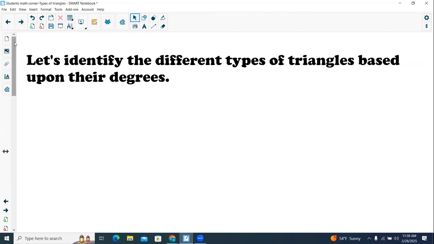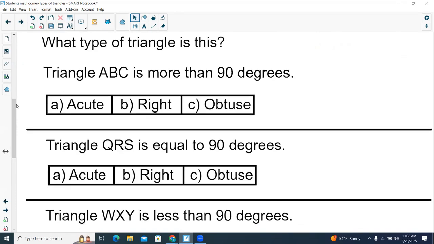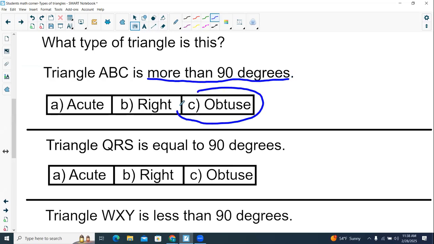Now, let's identify the different types of triangles based upon their degrees. So let's take a look at this first one. What type of triangle is this? Triangle ABC is more than 90 degrees. Is it an acute, a right, or an obtuse triangle? If you said it's an obtuse triangle, you are correct because it's more than 90 degrees. And obtuse triangles have a degree more than 90.